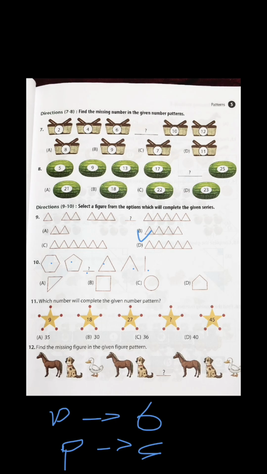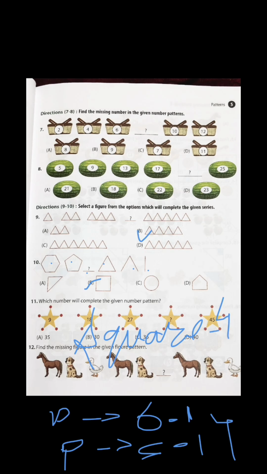Then how many will be in the next shape? If you see, we are subtracting 1 from every digit. If we subtract 1 from 5, then we will get 4. So our answer is B, square, because a square has 4 edges or sides.